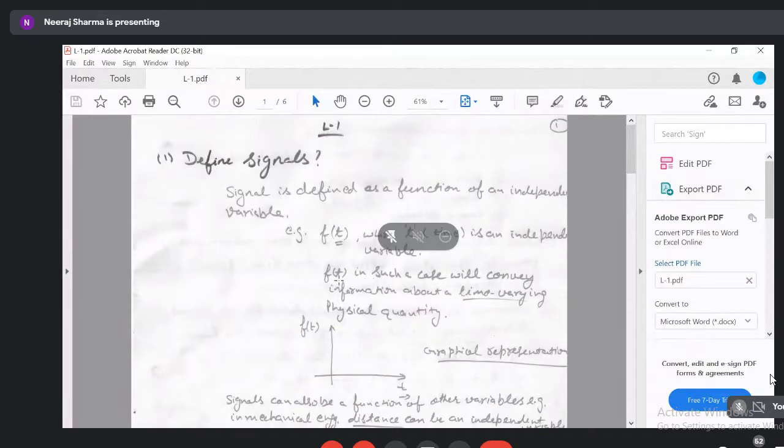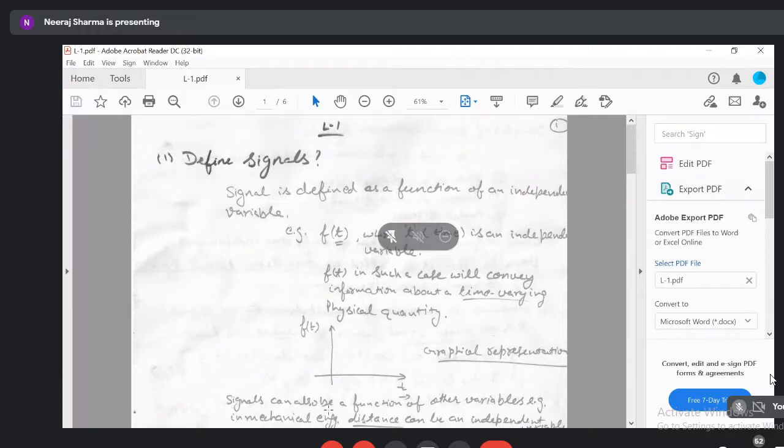So we can say that f of t, that is a function of time, is characterized in such a way that it conveys some information regarding the time varying behavior of the physical phenomena. For example, say on the y-axis we are measuring any physical phenomenon, and when you plot the graph between that phenomenon versus time, it tells us how that physical phenomenon is changing with respect to time. So it tells us about the time varying characteristic of that mathematical function, that is f of t.